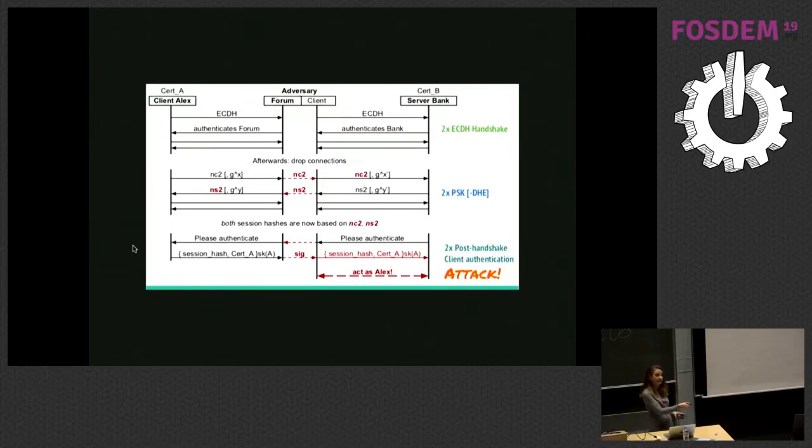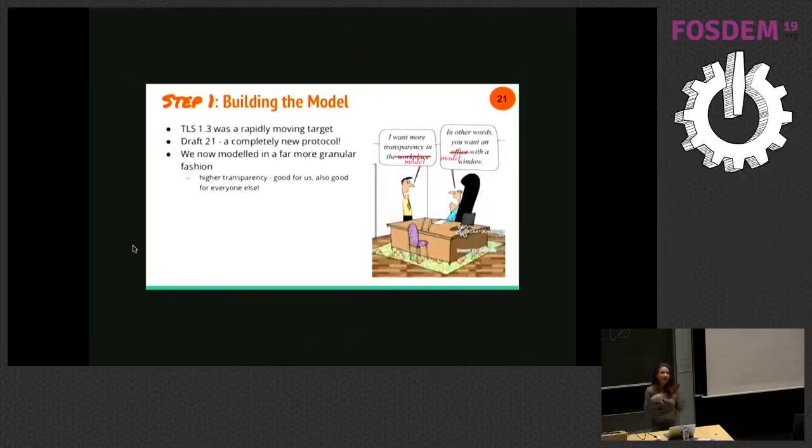And that's bad, okay? And it happens because there isn't a proper binding of certain things in these connections. Full details of this are in the papers, and I'll show you links to those later. Okay, we had to update our model to draft 21 because TLS 1.3 was a rapidly moving target.